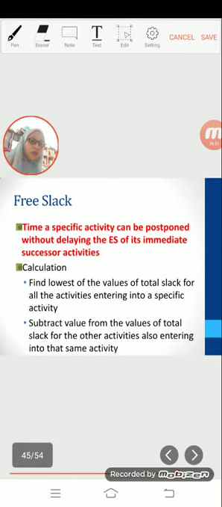Okay, now we move to free slack. Free slack is the amount of time a specific activity can be postponed without delaying the earliest start time of its immediately succeeding activities. Free slack is calculated by finding the lowest value of total slack for all the activities entering into a specific activity. Then subtract that value from the value of total slack for the other activities also entering into the same activity.